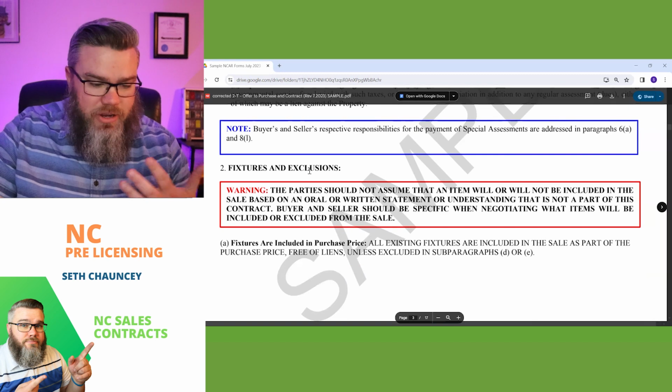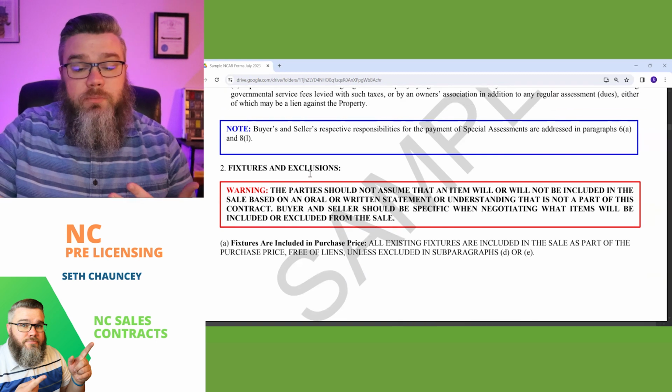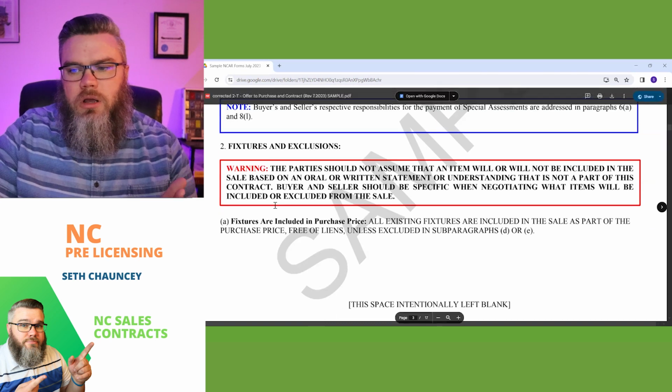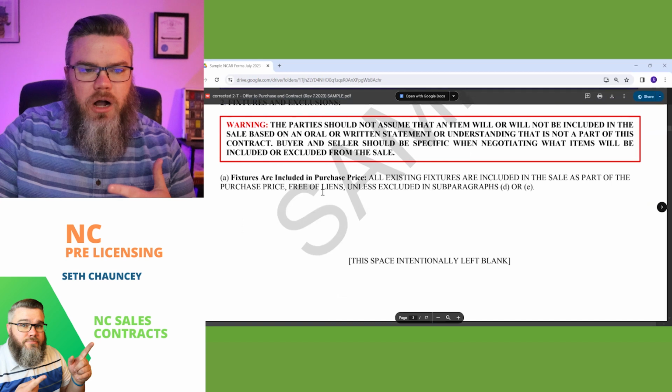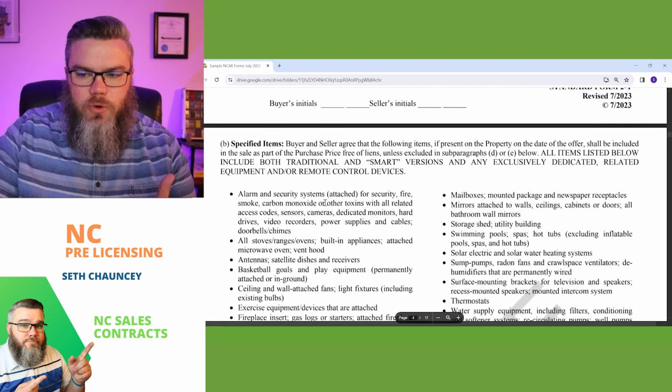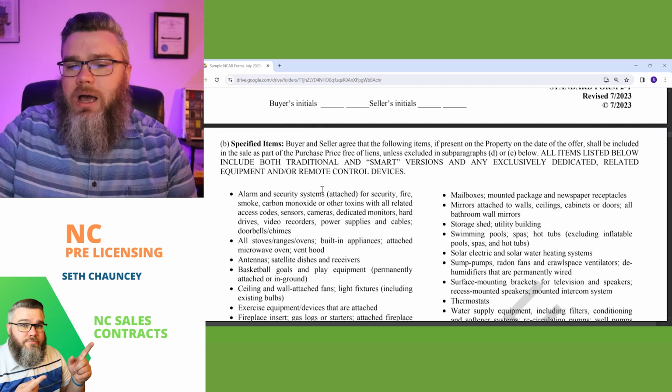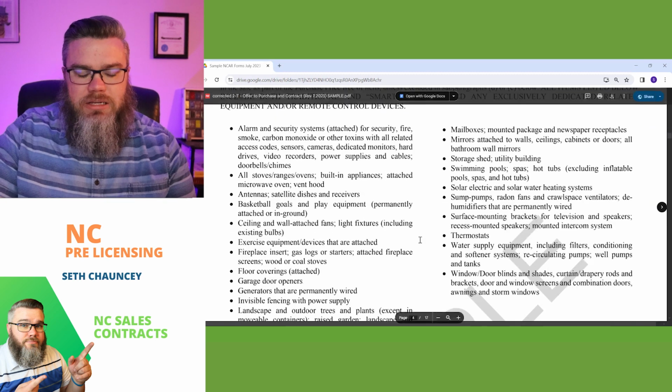Now this section we looked at already as well. Earlier on we talked about fixtures being part of the real property versus personal property. We also looked at the listing agreement, and I told you this is mirrored. What this basically says is that everything on this list is a fixture that will be included in the property if it exists in the property and transferred at no cost to the buyer. And so there's a very detailed list.